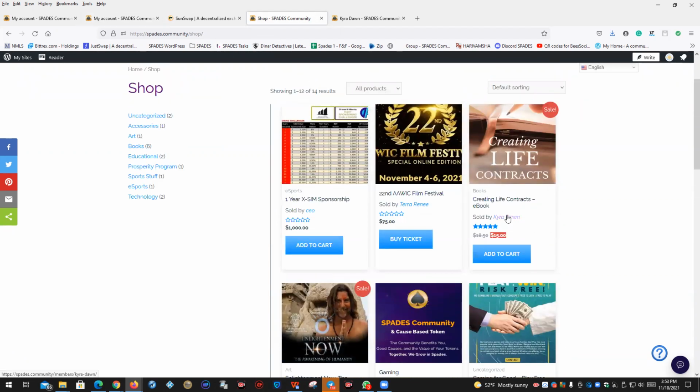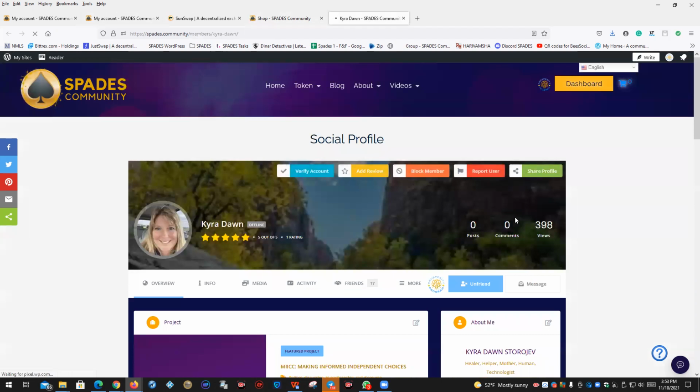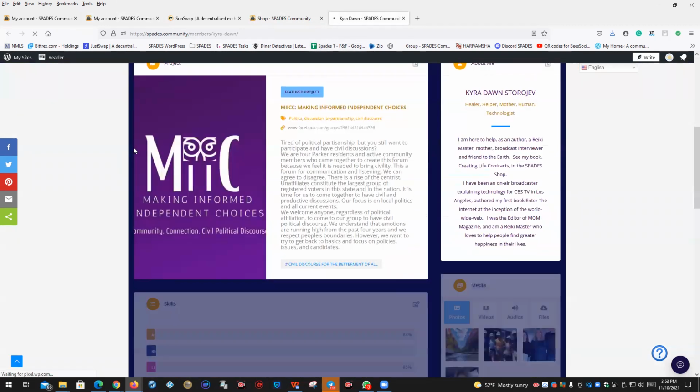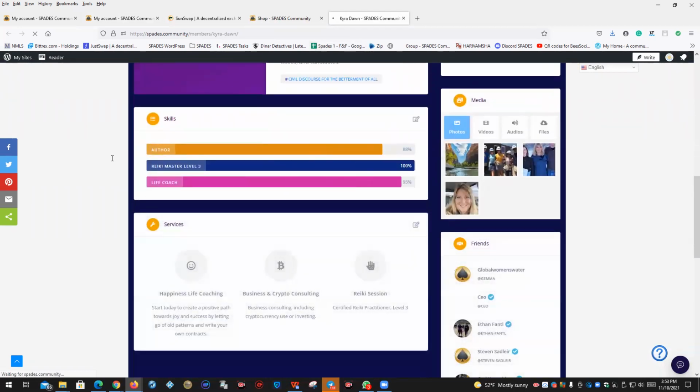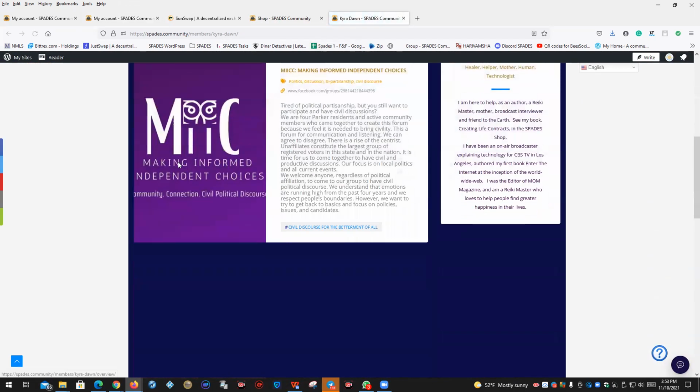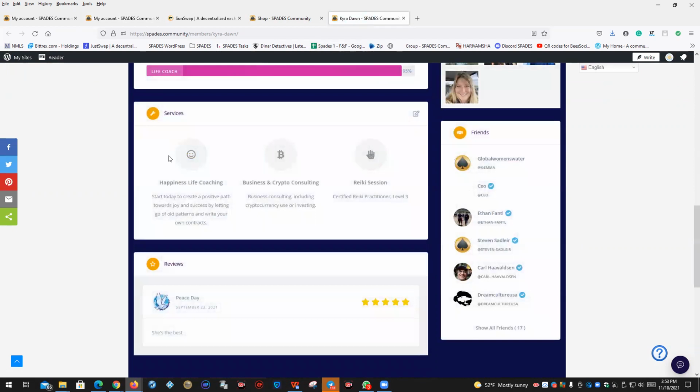One of the things that's nice is whoever is selling the product, you can go and see their page, and you'll also find out what their skills are and what their services are. And the services part is what we want to show you. Most social networks do not let you sell or share your services so that you can do business.